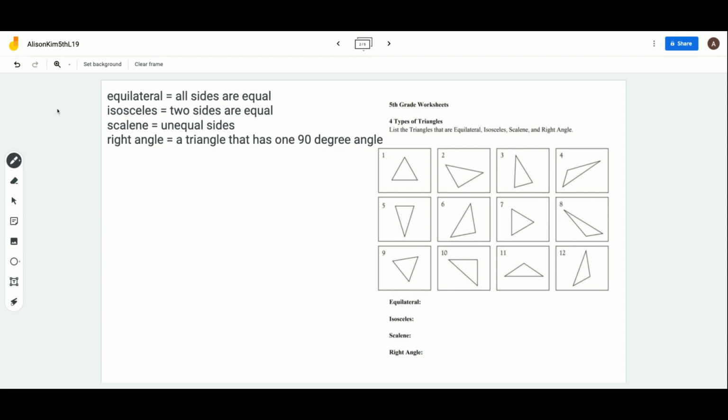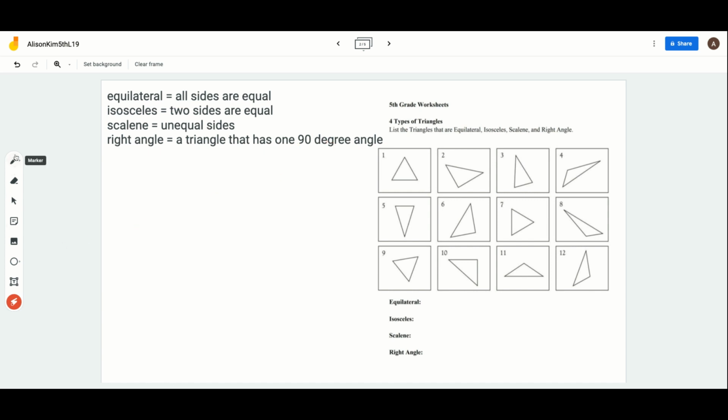In order to find out if a triangle is equilateral, we see if all sides are equal. Then, for isosceles triangles, only 2 of the sides have to be equal. For scalene, all sides are unequal. And as for right triangles, they have a right angle, or a 90 degree angle.